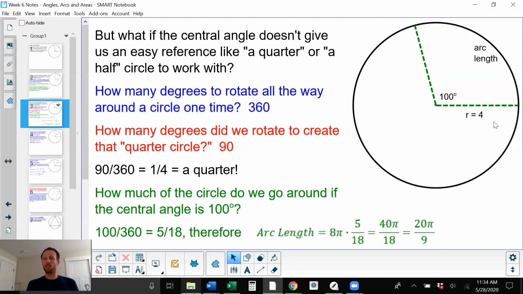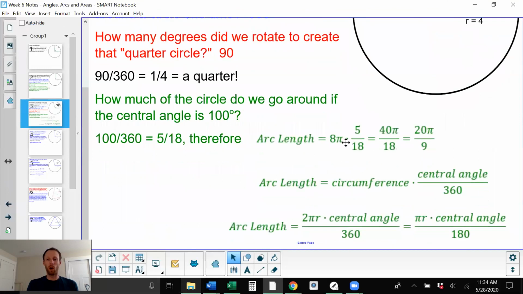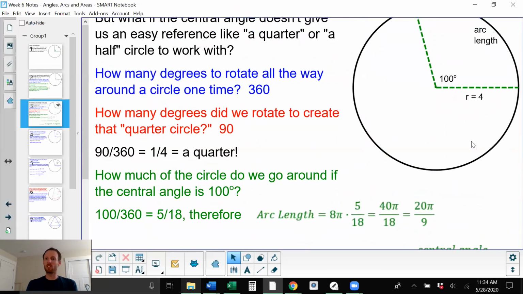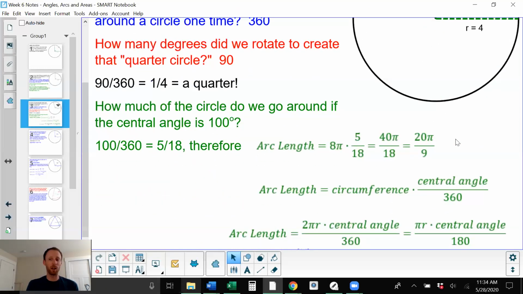So our arc length is going to be the circumference of the circle, which we have already established to be 8 pi, times 5/18, because that's how much of the circumference we want. We want 5/18 of it. If I multiply these together, I can think of 8 pi as being over 1, and I want to multiply numerator times numerator and denominator times denominator. So 8 pi times 5 is 40 pi, and 18 times 1 is 18. 40/18 reduces to 20/9. So the exact arc length that we see in this circle above is 20 pi/9.